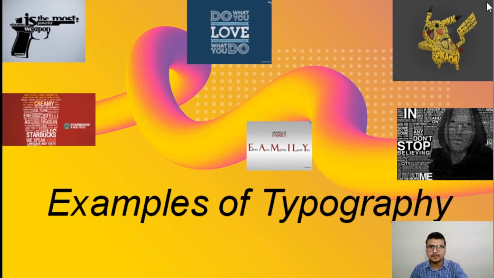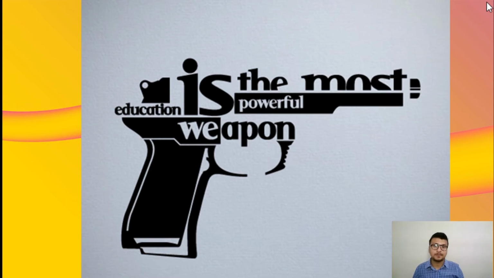These are a few small examples. This is a gun. In this typography, we are combining the letters and the gun. When we talk about weapons, the first weapon that comes to our mind is a gun. Education is the most powerful weapon. This is the message that the designer needs to communicate to the audience. The text is a single line: education is the most powerful weapon. There are a lot of other weapons, but we talk about the gun.